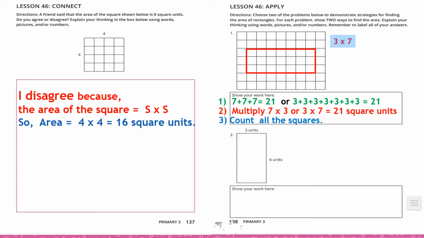Can we count here the squares inside the shape? No, we don't have squares. Can we count it by repeated addition? No, we don't have squares also. So I can solve it by multiplying 3 times 6. 3 times 6 equals 18 square units.